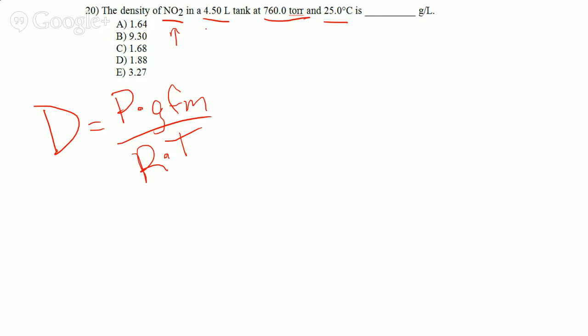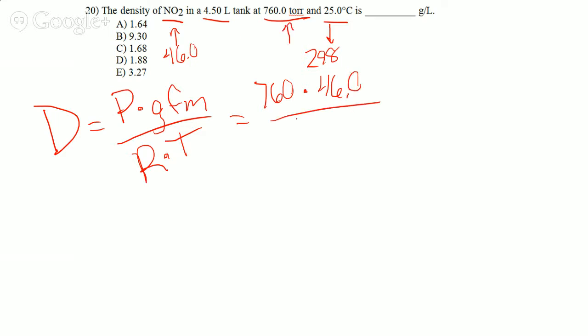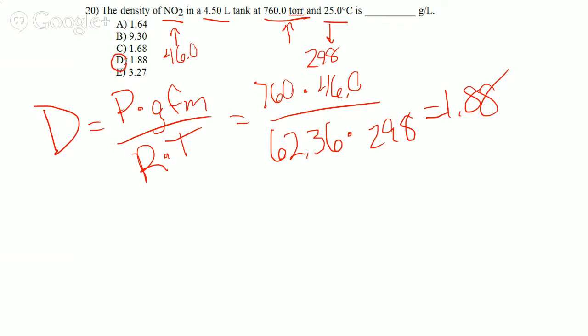Looking at my notes, I found it to be 46.0, 4.5 liters, and 760 torr. We convert the temperature to 298 Kelvin. So now it's just 760 times 46 over R, which uses torr, 62.36, times the temperature, 298. And we get 1.88 grams per liter.